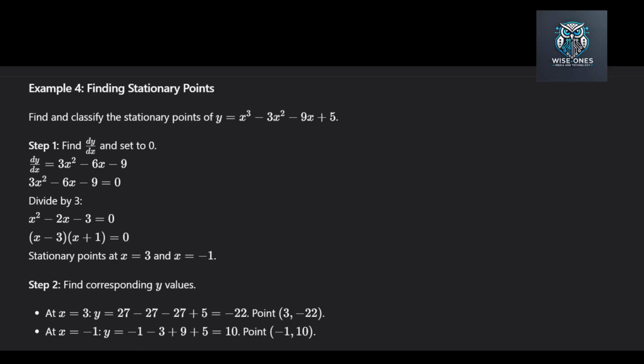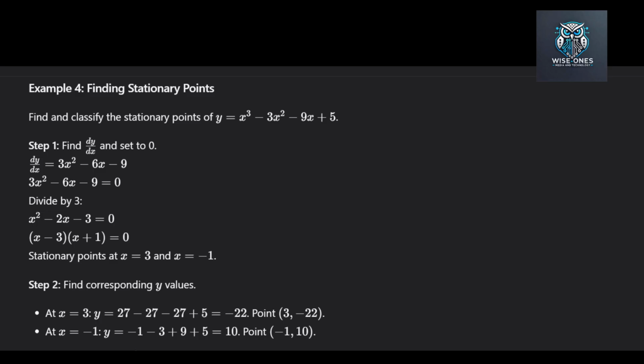Differentiate the function. X cubed becomes 3x squared. Minus 3x squared becomes minus 6x. Minus 9x becomes minus 9. Plus 5 becomes 0. So dy/dx equals 3x squared minus 6x minus 9. Set this to 0. 3x squared minus 6x minus 9 equals 0.